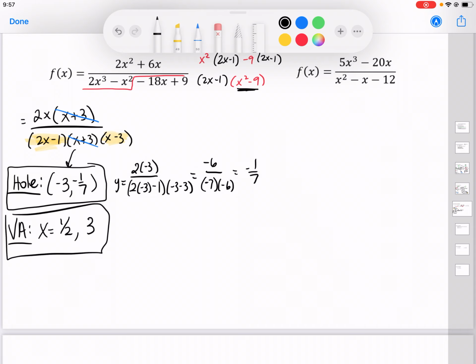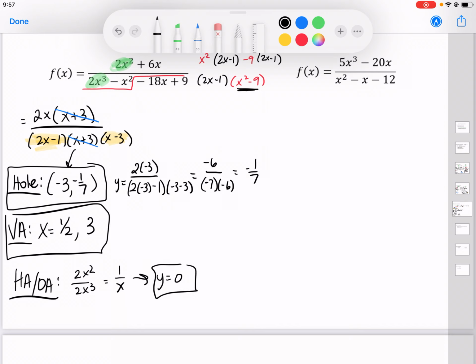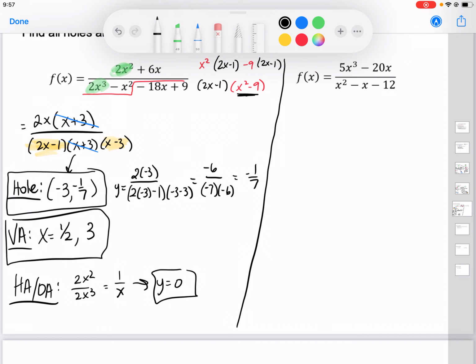And now that we have our quicker trick for the horizontal or oblique, we're just going to divide the first terms. So if I do 2x squared divided by 2x cubed, you would have 1 over x, which means that our horizontal asymptote is at y equals 0, because it's automatically a remainder. And there we have it. This has been so fun.